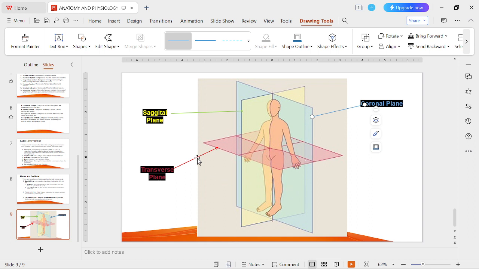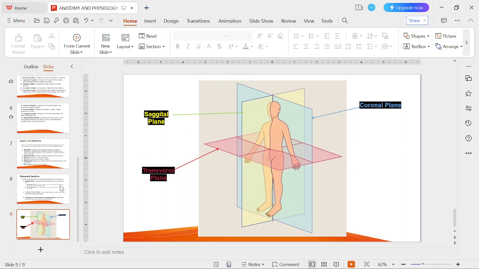Transverse plane divides the body into superior and inferior parts. Now the upper one is always superior and the lower one is always inferior part. So I hope you understood this much: what is sagittal plane, what is coronal plane, and what is transverse plane. For today we have only this much topics.